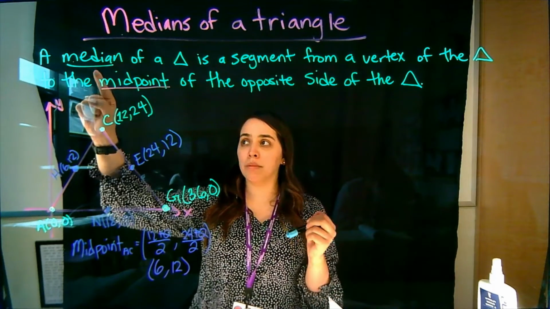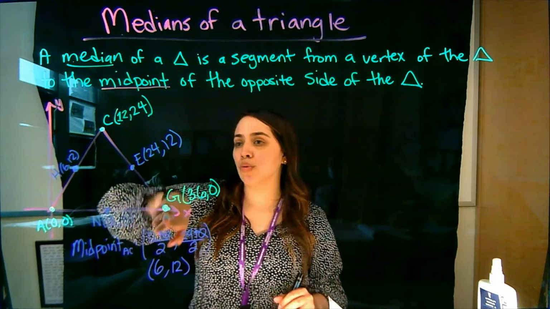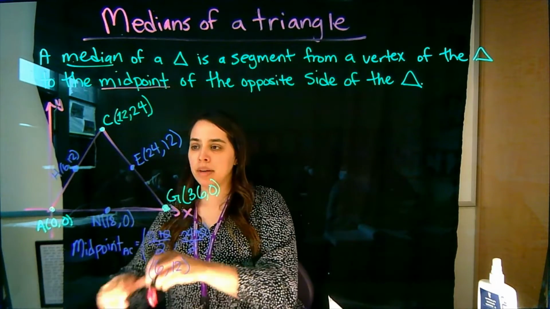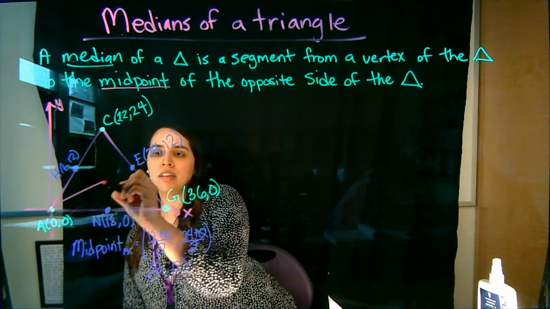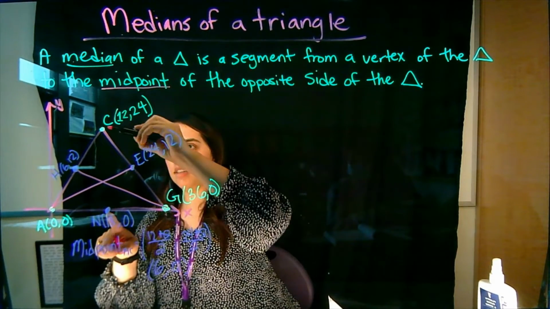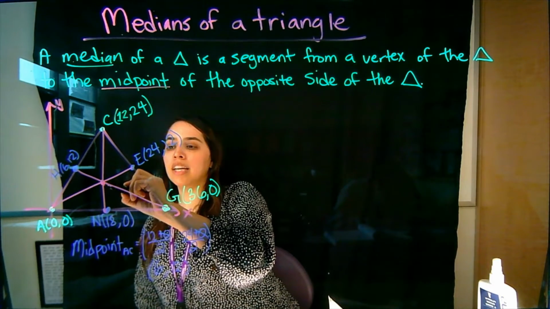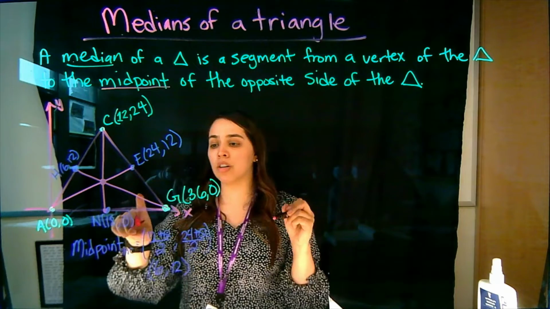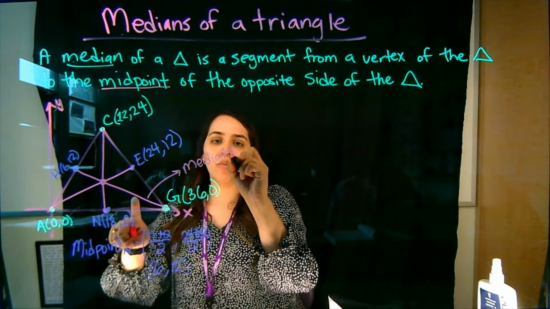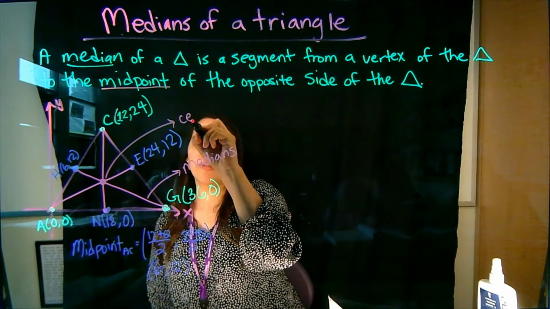Now I'm going to create the medians. I'm going to connect their vertex to the opposite side through the median. Through the midpoint, I'm sorry. And that's how I'm going to create the median. So I'm going to connect A to E, G to H, and then C to N. This right here is not called the orthocenter because these are not altitudes. We created medians. And where all 3 medians intersect, this is called the centroid.